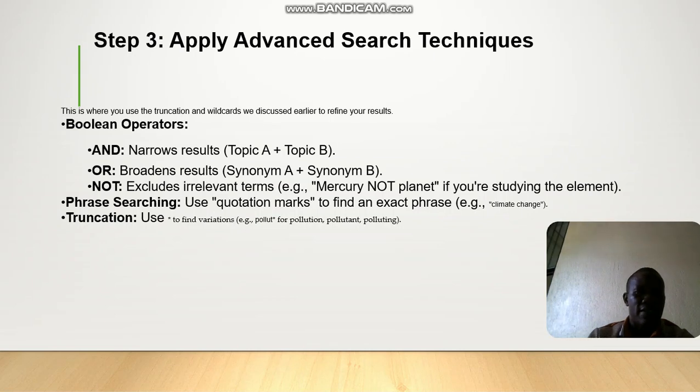For phrase searching, always use quotation marks to find an exact phrase. Example, you can see here I put climate change in quotation marks. Then there is truncation, which is used to find variations. Example, pollut* for pollution, pollutants, or even polluting.